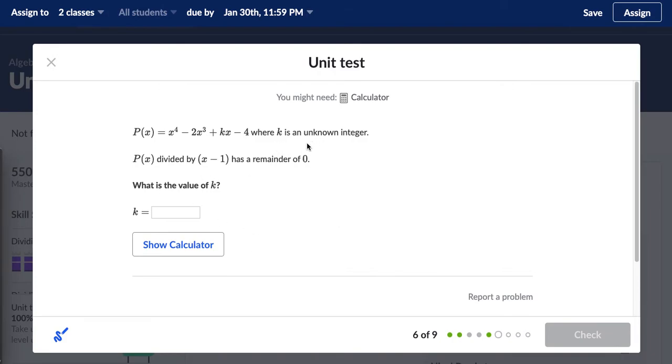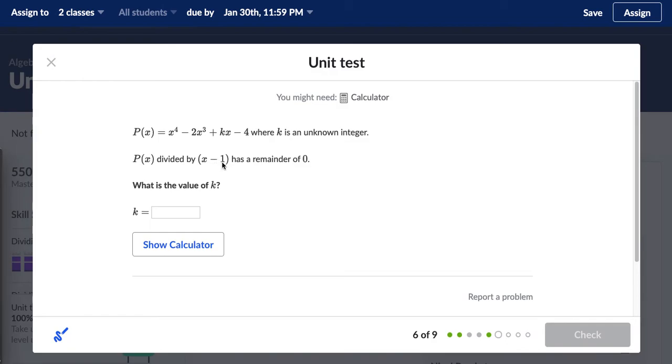Moving on. Okay. So we've got this polynomial here, right? And we don't know what the k is, right? Once again, this is a polynomial remainder theorem question. So the idea, and I'll show you why, is that if you divide by this binomial x minus 1, you're going to have a remainder of 0, okay? So it's telling you there will be a remainder of 0 if we do that, okay?